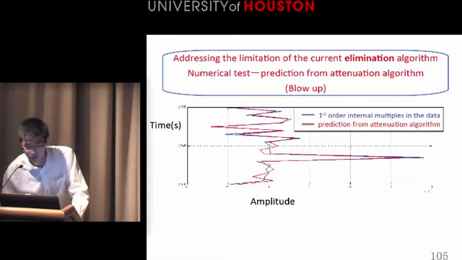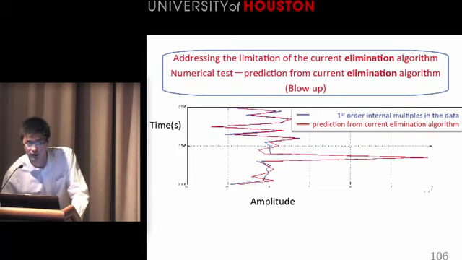And here's a blow up of the previous results. Here's the prediction of the attenuation algorithm from 2.535 seconds to 2.555 seconds. We can see the blue line shows the original internal multiples in the data, and the red line shows the prediction from the attenuation algorithm. And this shows the prediction from the current elimination algorithm, which means inputting the original data. And we can see the amplitude is further improved.